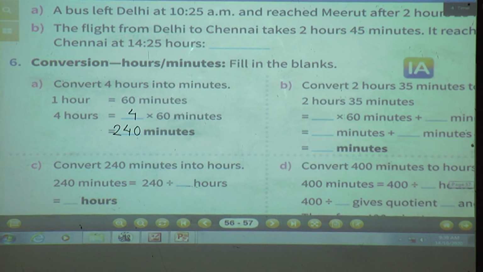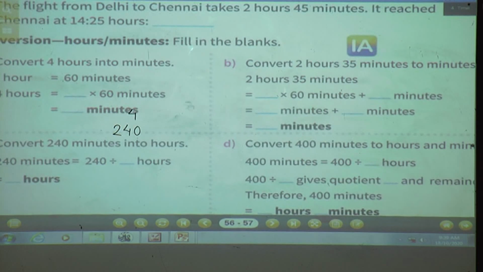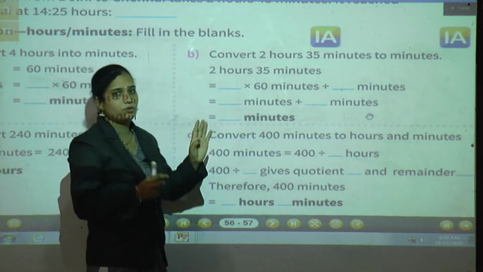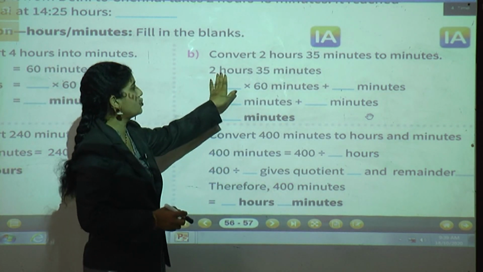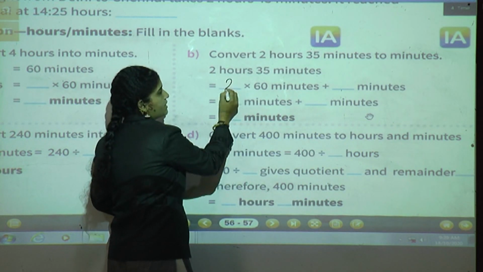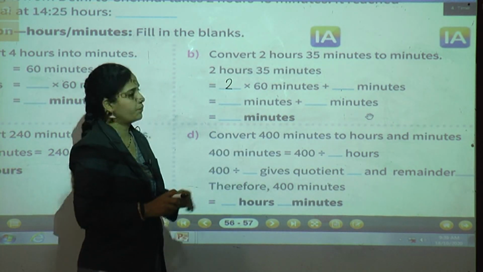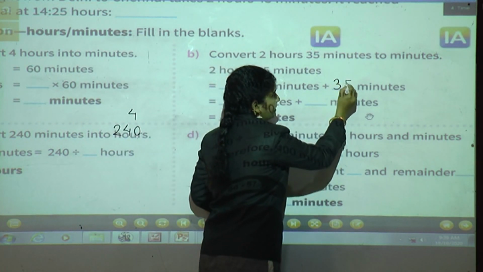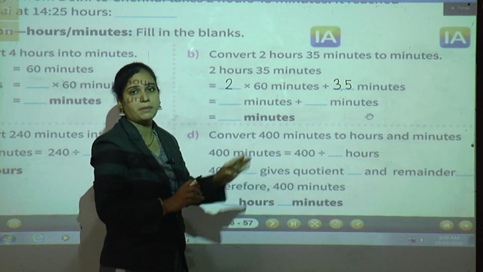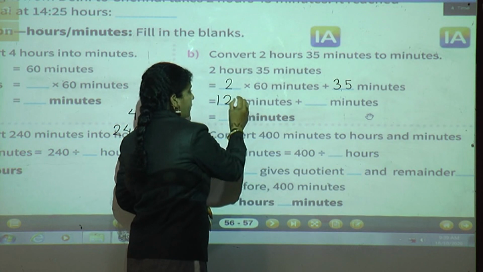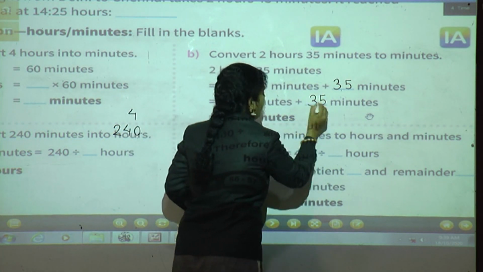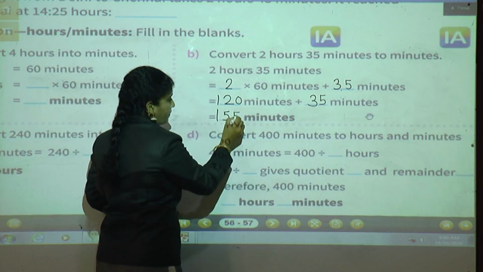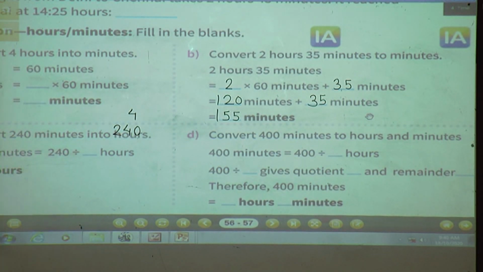Yeah. Now B1. Convert 2 hours 35 minutes to minutes. Now you know that 1 hour is equal to 60 minutes. So convert first 2 hours into minutes. For that just multiply 60 and 2. Okay. And here they have given 35 minutes also. So write 35 minutes as it is. Now 2 multiplied by 60, 120. Very good. And add this 35 to it. So tell me the addition, students. Yeah, 155 minutes.